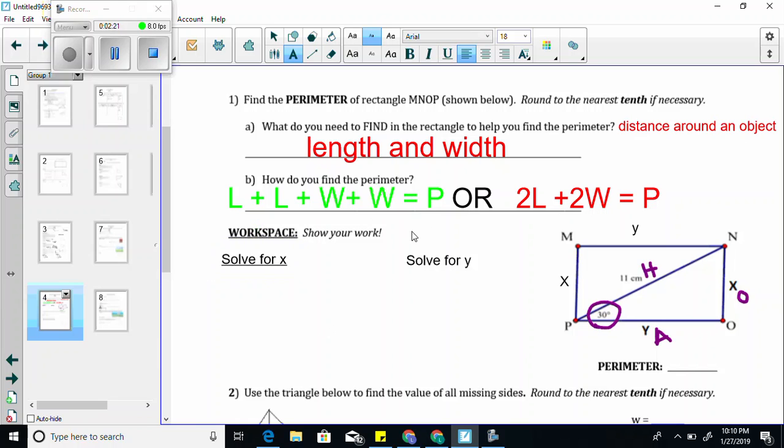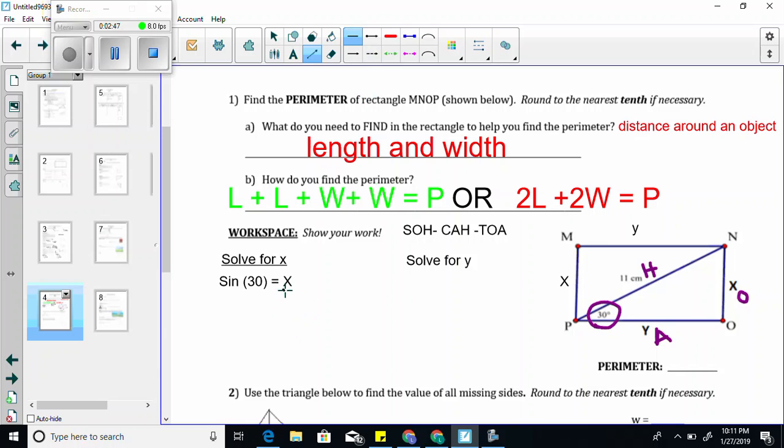So once again, type out SOHCAHTOA, and which of our trig functions deal with an opposite, or O and H? Well, that's SOH, right? So I know I'm going to take the sine of the angle, always of the angle, of 30, equals the opposite side, which is x, over the hypotenuse, which is 11. Now, like I said, we can put this over 1 in order to create a proportion and to cross multiply.